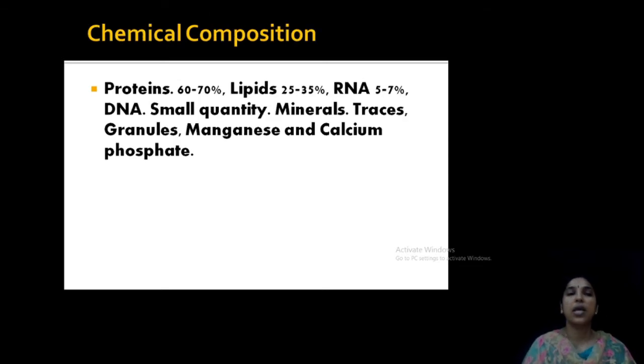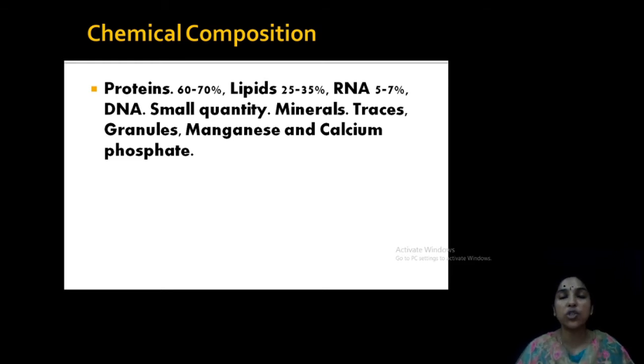Now, what are the chemical constituents of mitochondria? The mitochondria contain proteins, lipids, RNA, DNA. As it contains its own DNA, that's a very important point you have to remember. Mitochondria have their own DNA. That's why this organelle is known as a semi-autonomous organelle.